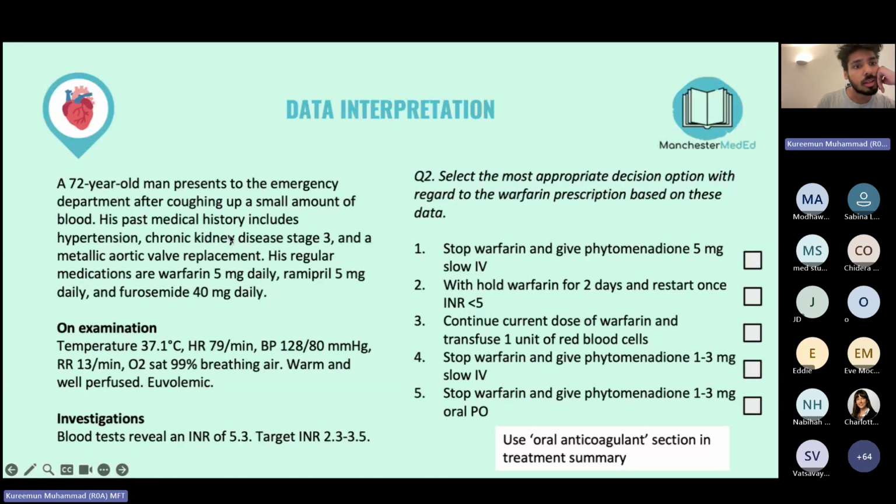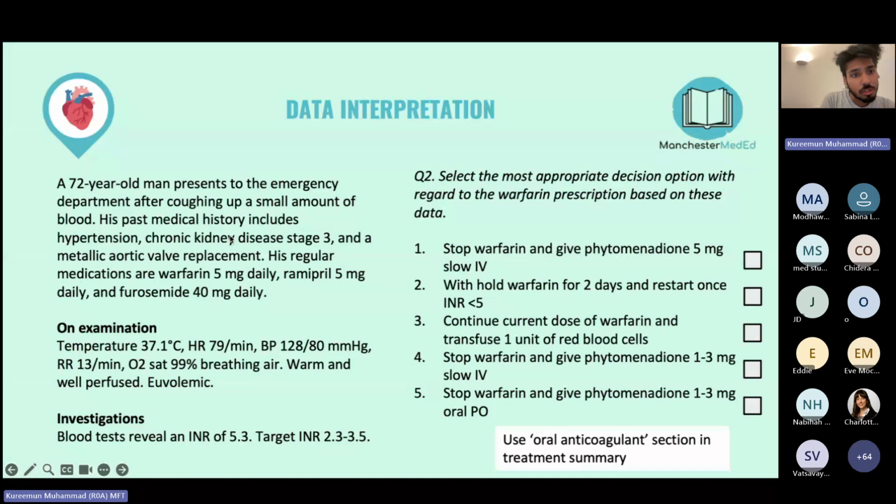A 72-year-old man presents to the ED after coughing up a small amount of blood. Past medical history includes hypertension, CKD, and metallic aortic valve replacement, for which he is on warfarin 5 milligrams daily, and also ramipril for the hypertension and furosemide 40 milligrams daily. On examination, those are the findings and investigations.